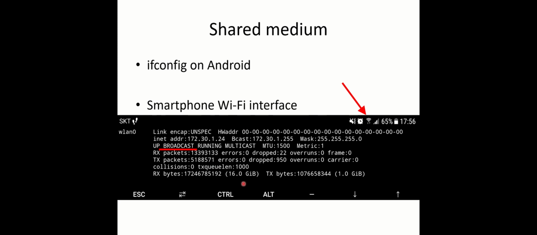By the way, this information can be obtained by executing a command called ifconfig, which means interface configuration, on Android system. Well, there are many cryptic words and numbers here, but look at the word broadcast here, which means that this link is a broadcast type link or shared medium type link. Wi-Fi is indeed a shared medium type link, and the name of the link is WLAN 0, which obviously means wireless LAN number 0.